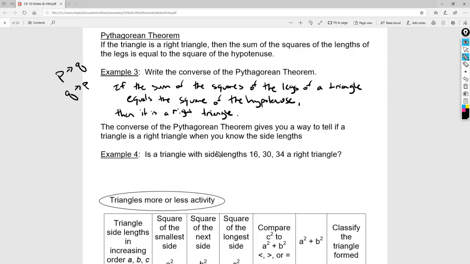So my first question here is, is a triangle with side lengths 16, 30, and 34 a right triangle? So I see that this is an 8, 15, 17. So this is my weird one that didn't work out. That was example 4 up above. So this is 8, little technical difficulties here. Okay, 8, 15, 17.